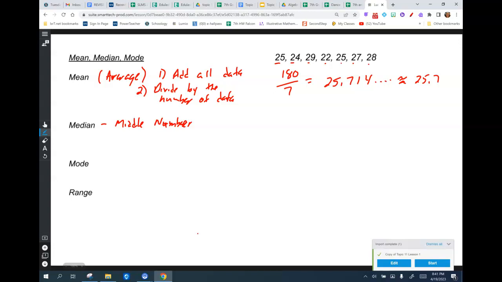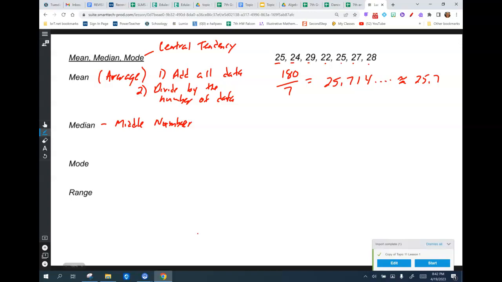And these are all called central tendencies. These are called central tendencies. And they usually are in statistics units. So that's where this is all coming from.